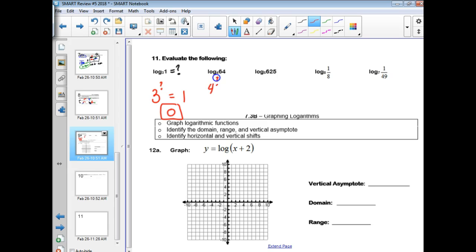4 to what mystery power will give me a 64? And you might have to try some stuff on your calculator. Shouldn't be a huge number, but I'm hearing 3 works. All right, and then here, what's that say, 5? So 5 to what mystery power will be 625? 4, I'm hearing.